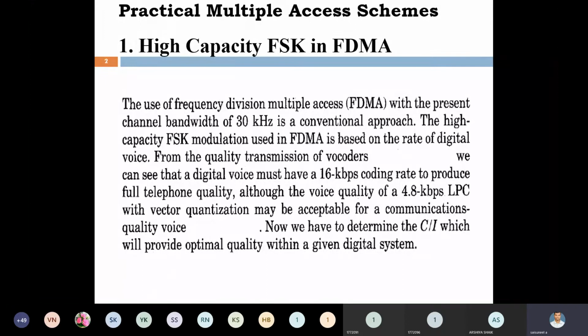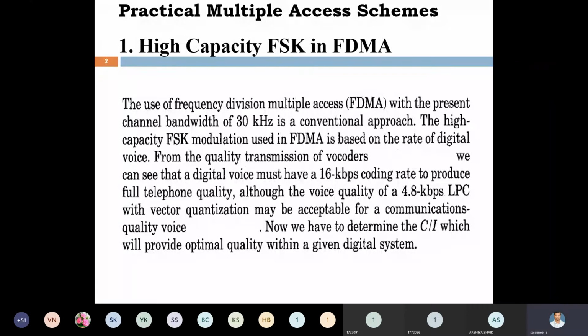The first technique of practical multiple access schemes is high capacity FSK in the FDMA system. That is, we are taking the basic FDMA system and using FSK, frequency shift keying, as the modulation. Once we are using FSK in FDMA, the maximum channel width is 30 kHz. Each channel has 30 kHz bandwidth.